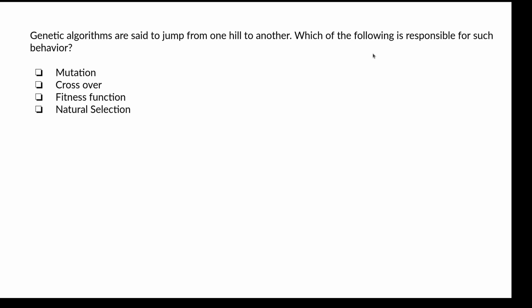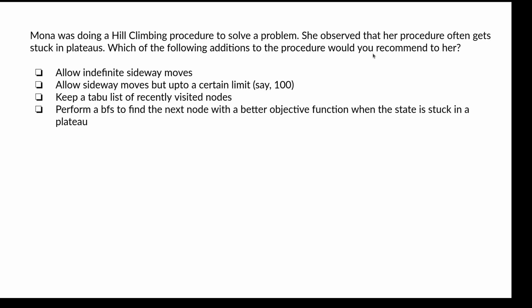So in hill climbing, what was happening? Going from one state to another state. It is like going from one state to a neighbor, right? So in a genetic algorithm, how do we go from one state to a neighbor state, how is a new population created? It is the crossover. So that's why the answer would be crossover.